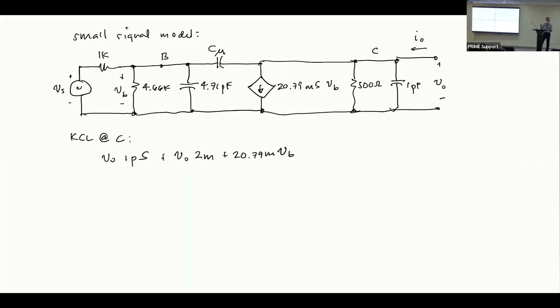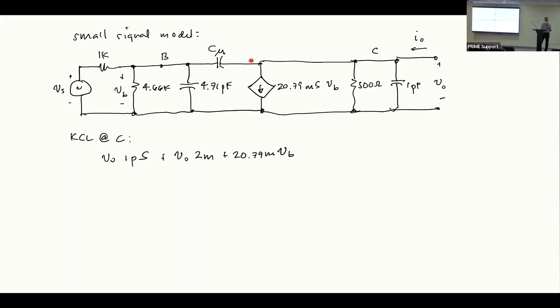Kanina, doon tayo tumigil. Pero ngayon, meron din akong current rito. Okay, what is the current here? Can somebody help me out? Ano yan? V sub B. No. Yung current here going to the left.